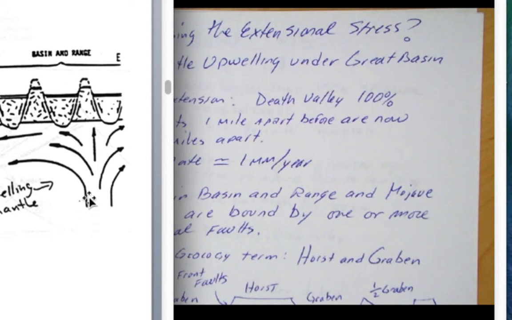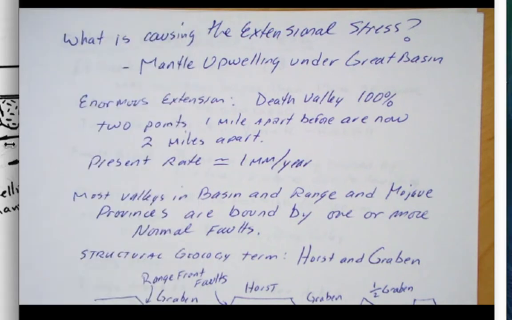But this mantle upwelling, recent papers have also indicated that this mantle upwelling may be responsible for the tilting of the Sierra Nevada. When we start talking about the Sierra Nevada, we'll find that the Sierra Nevada has a gentle slope on the west side, then a steep escarpment on the east side. And it may be due to this mantle upwelling that's going on in the mantle under the basin and range.